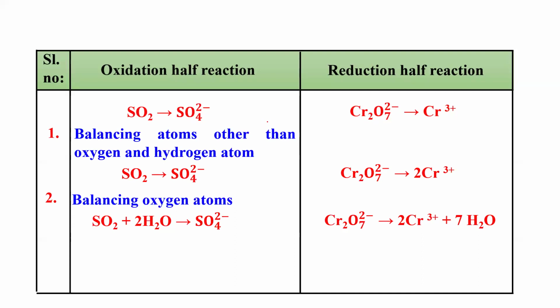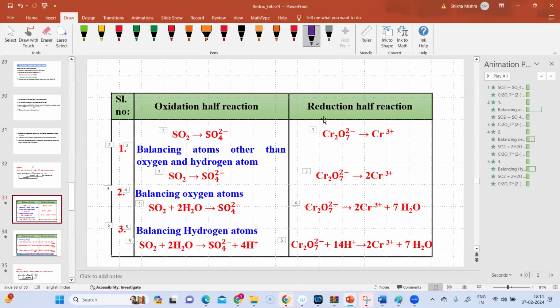You can see here, balancing atoms other than oxygen and hydrogen. So you will notice the change only in the dichromate reaction, where you have put up the 2. Then you have to balance the... let me take it separately.